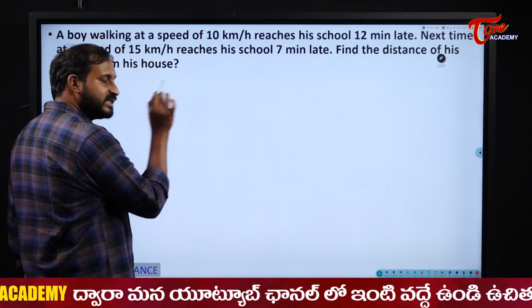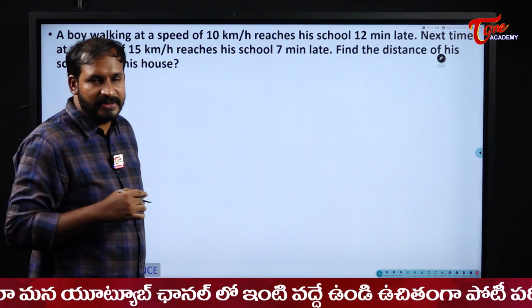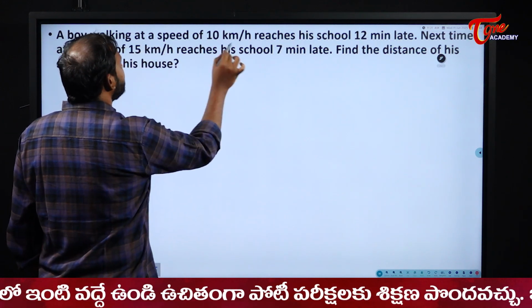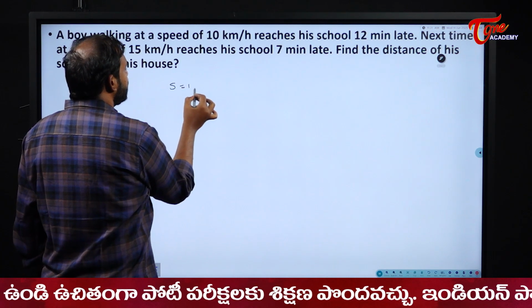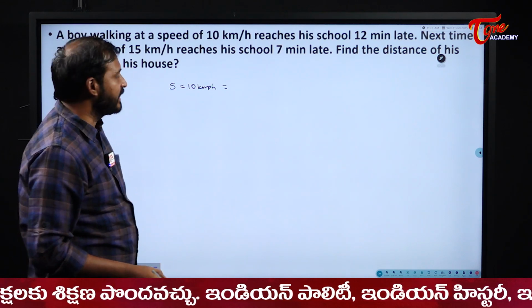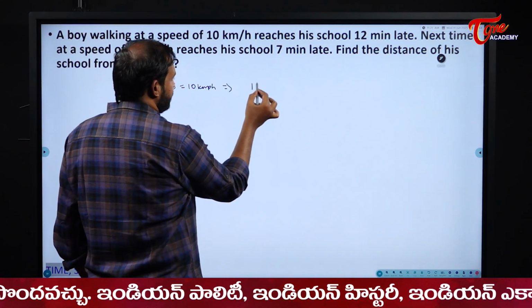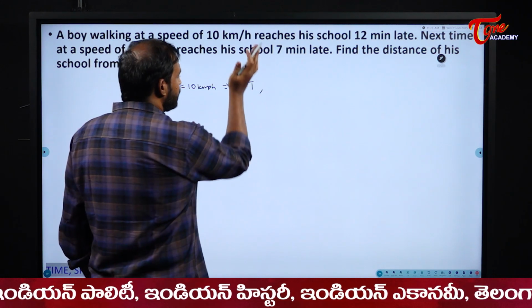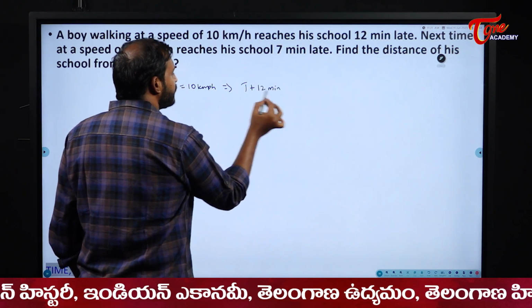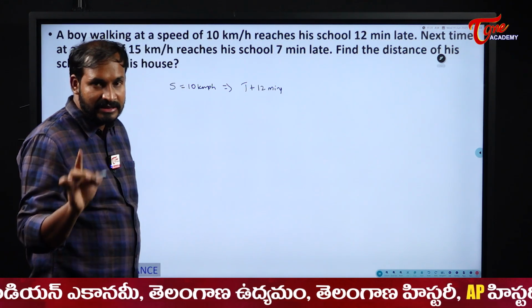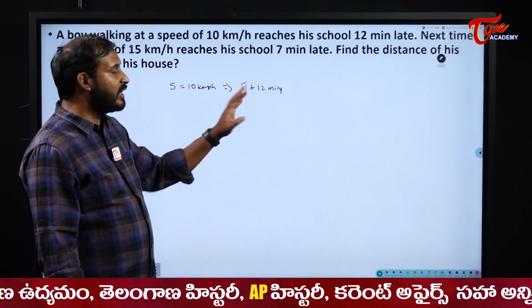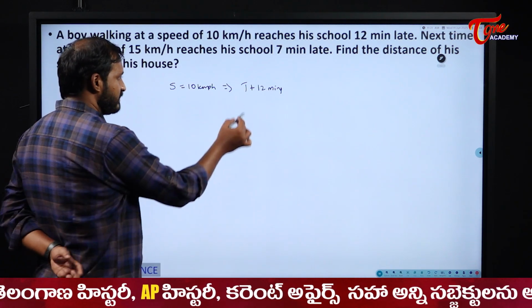Anyway, the distance will be constant, right? Distance will not be changed. Now, if the speed is 10 kmph, he reaches his school 12 minutes late. Assume that the actual time is some t. Now he will take what time? T plus 12 minutes. Please be careful, students. This is kmph and this is minutes. Always we should be very careful in this type of problems. So he would have taken t plus 12 minutes. T is in hours here.